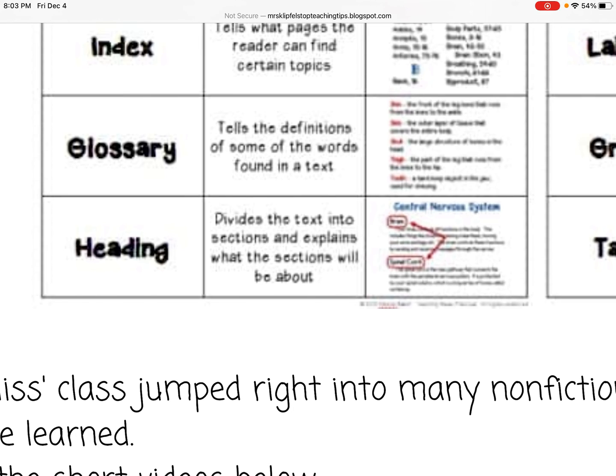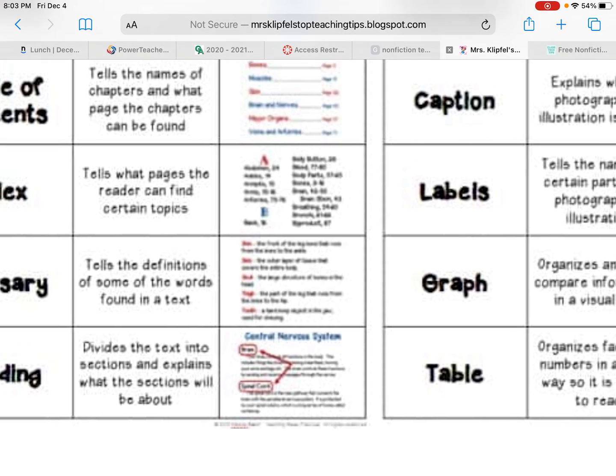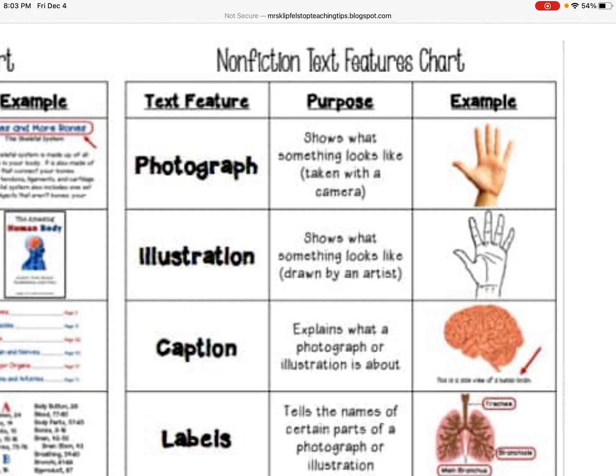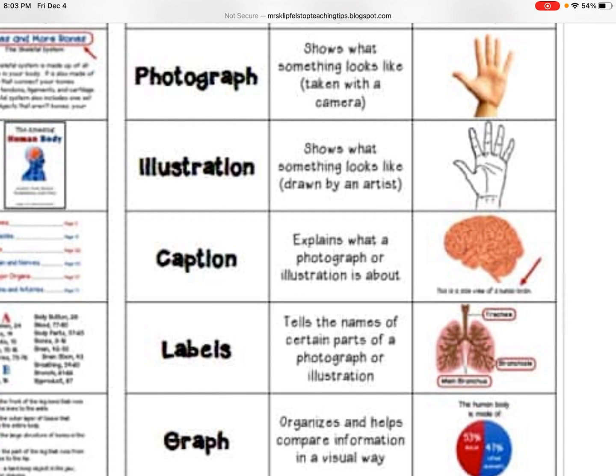A heading, we've talked about these a lot. They break up big chunks of text and they give you a heads up about what each section is going to be about. A photograph is something that we take with a camera. Okay, this is not a drawing, that's something different. So a photograph is something done with a camera so that you can visualize it. Illustrations are the ones that are done with a drawing. That's where an illustrator actually draws it.